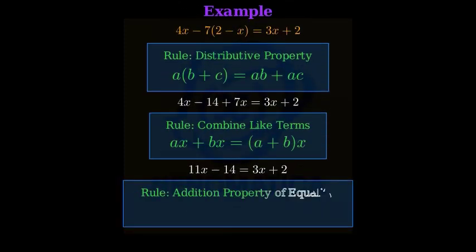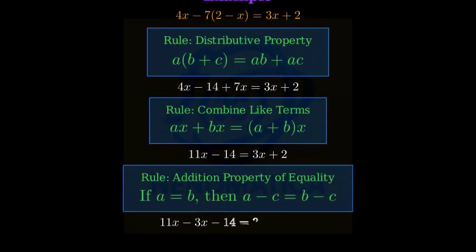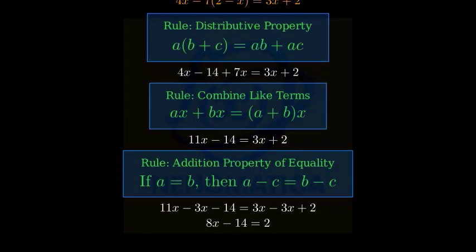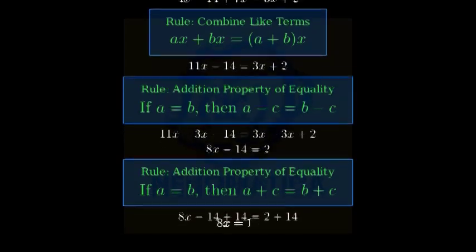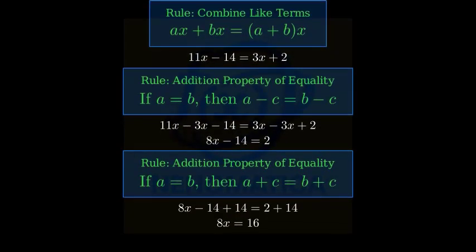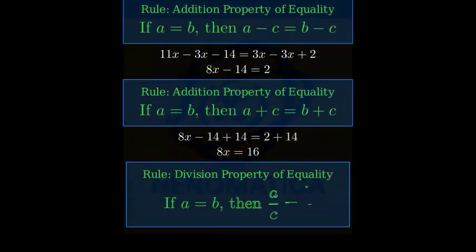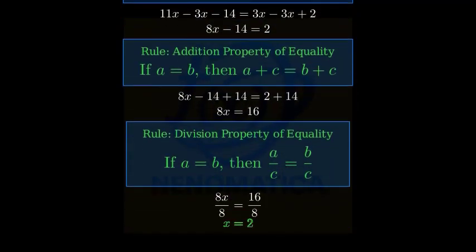In step 3, we'll move all variable terms to one side by subtracting 3x from both sides. For step 4, we'll move all constant terms to the right side by adding 14 to both sides of the equation. For our final step, we'll divide both sides by 8 to isolate x.